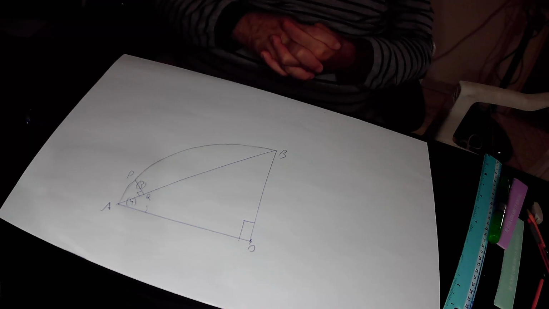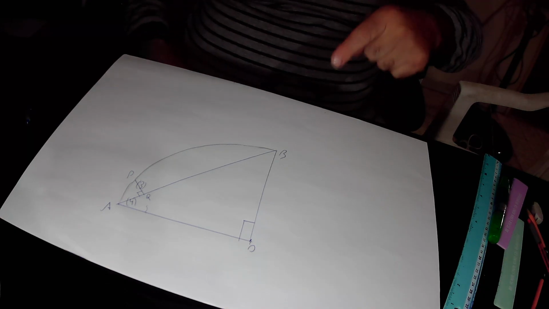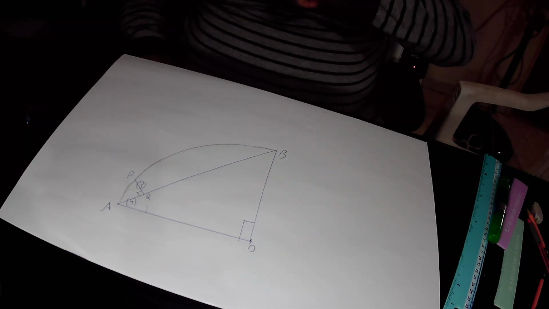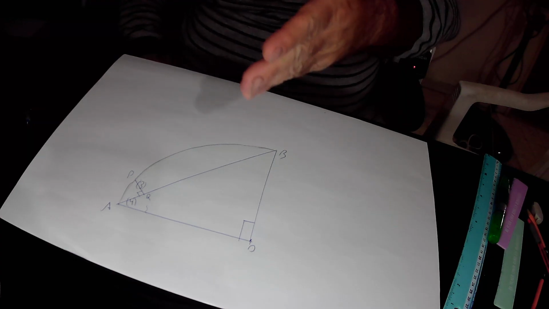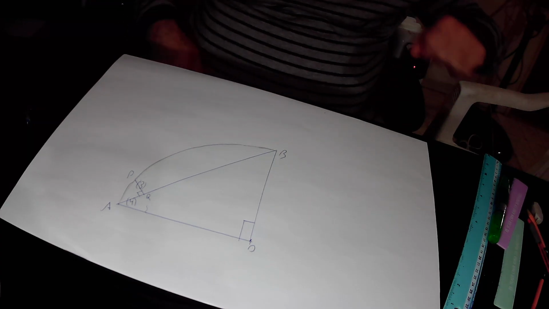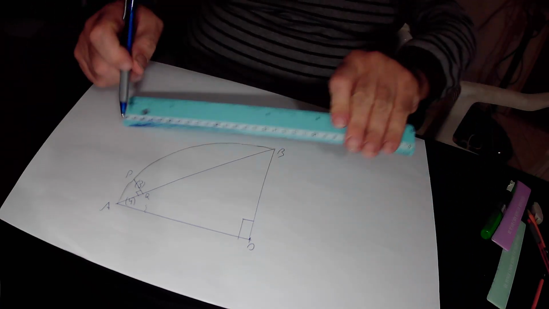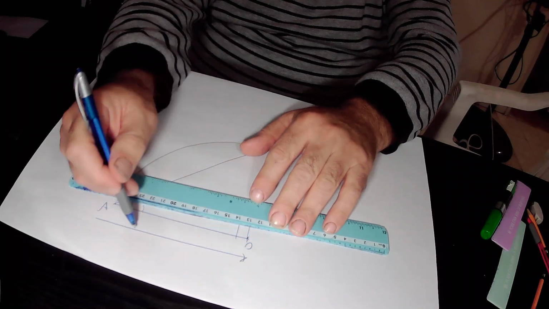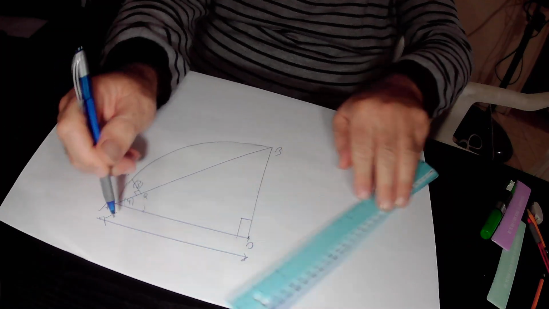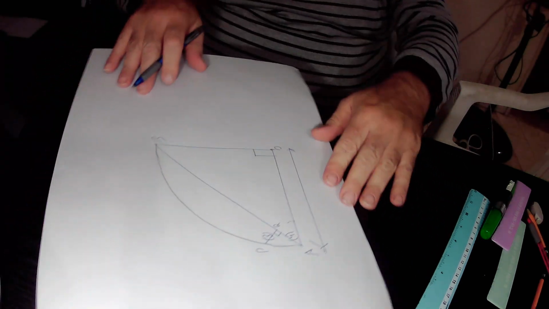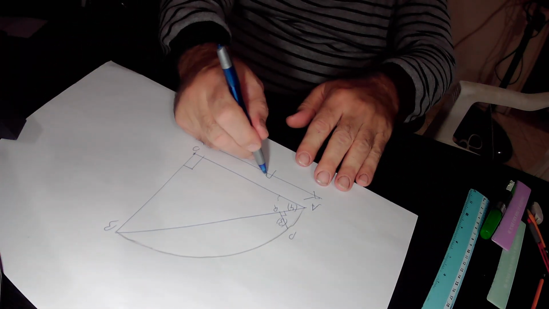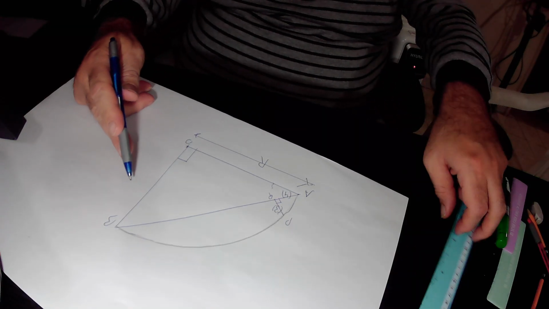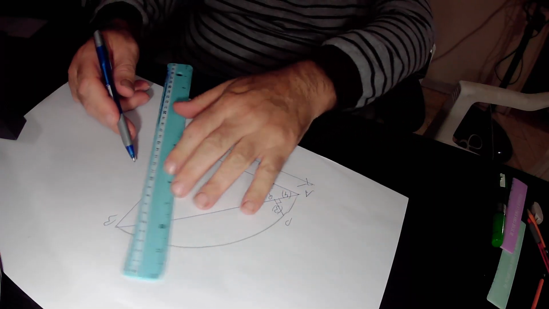So first of all, OA equals OB, they are both radii of this quarter circle and therefore they are equal to each other. So we define the radius of this quarter circle as R. OA is the radius of this quarter circle, equal to R according to our definition. Likewise, OB is also a radius of this quarter circle, equal to R.